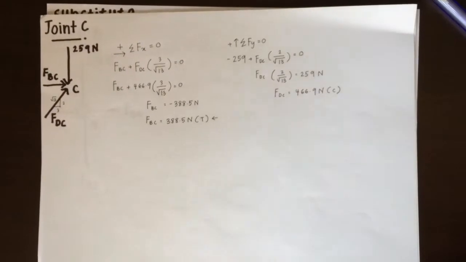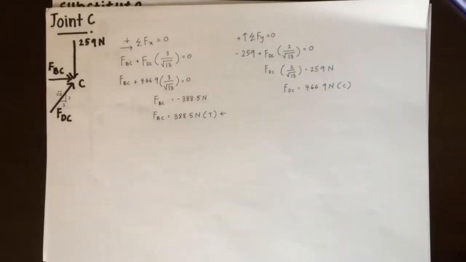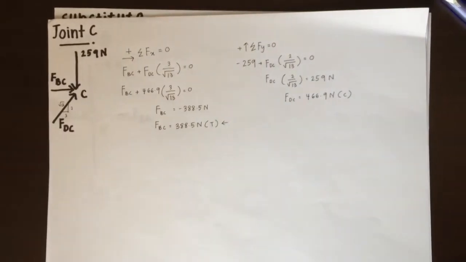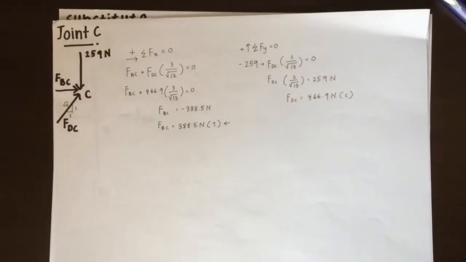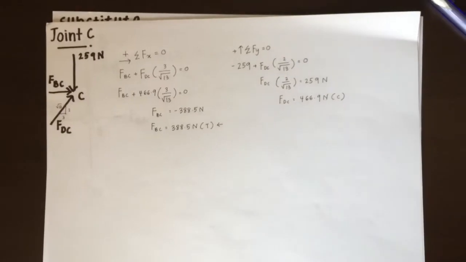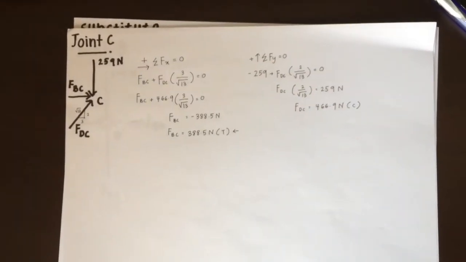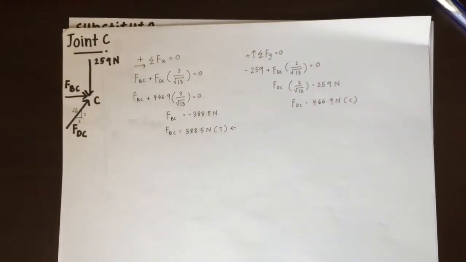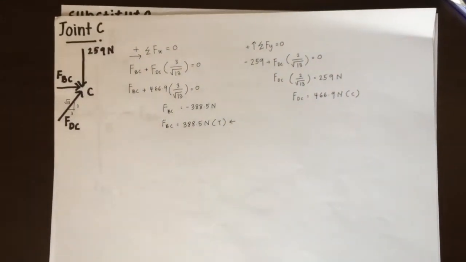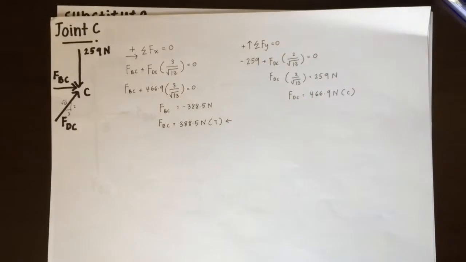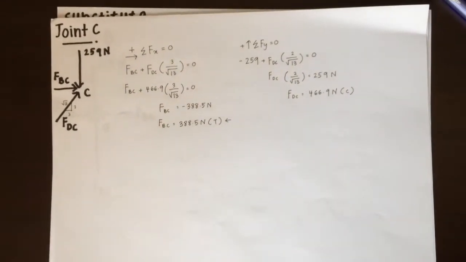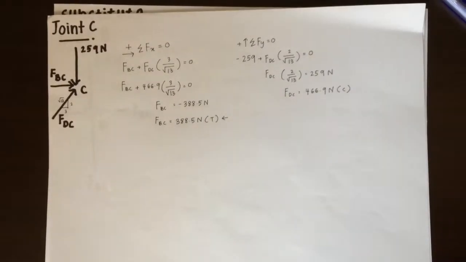To draw the free body diagram at each point, we have to assume all of the arrows are compression because according to the question, it says that force is applied at each member. For joint C, we take 259 Newton, which we get from above, as the weight acting on the joint C, and FBC and FDC. The triangle is the distance from point D to point C.